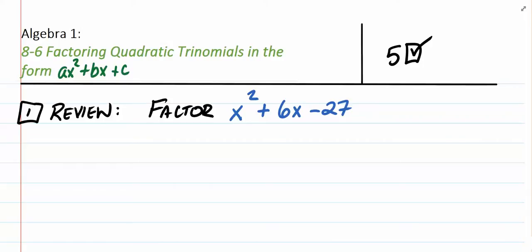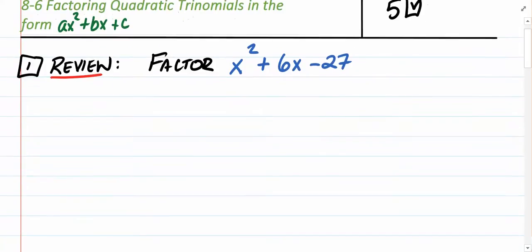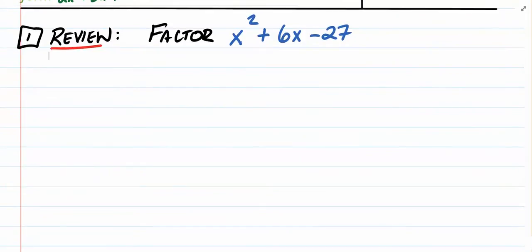So yesterday in class, we talked about how to factor regular quadratic trinomials that look like this, where the leading coefficient, which is the number that's sitting out in front of the x squared, is a 1. And all of the problems that we did in class look like that. So right now this is a review. I want you guys to go ahead and factor x squared plus 6x minus 27 right now.